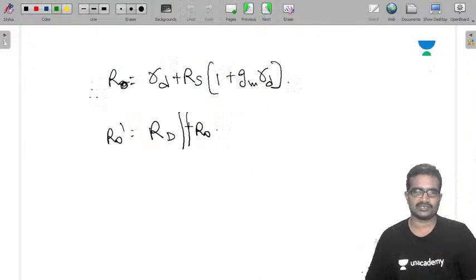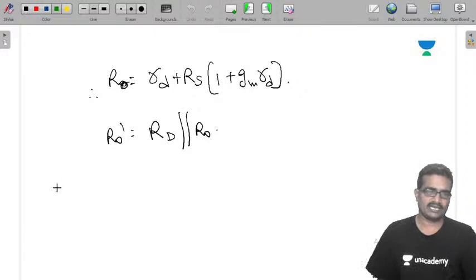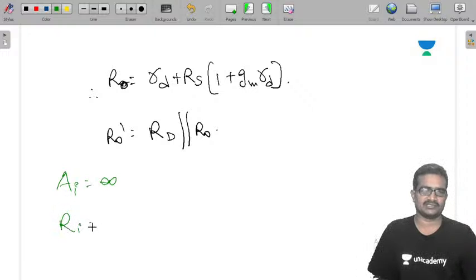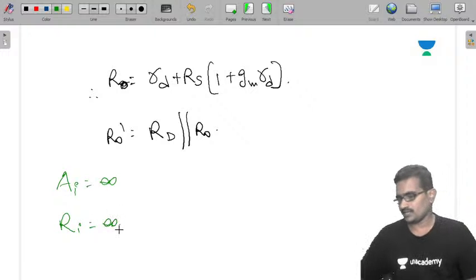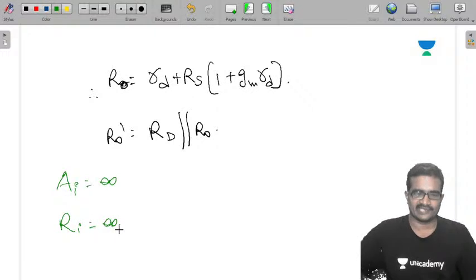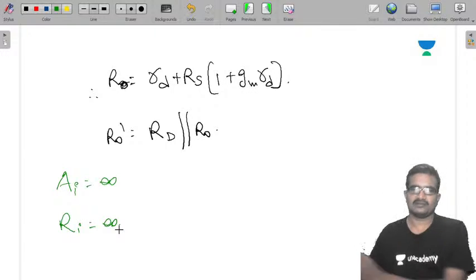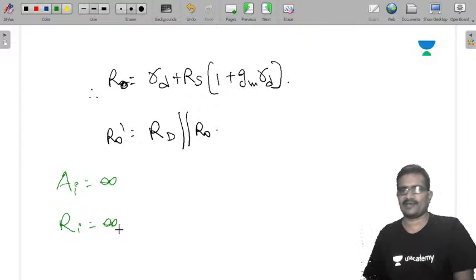So this is about your R naught, and we know that current gain is infinity, no doubt, and input impedance also infinity. Okay, this is about the circuit: common source amplifier without bypass capacitor.